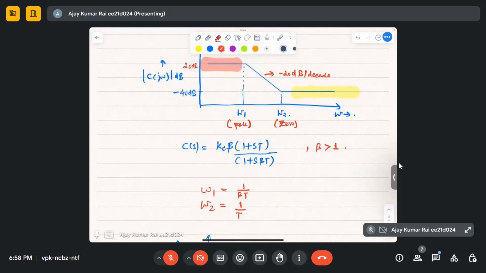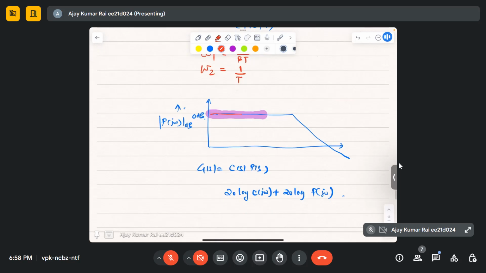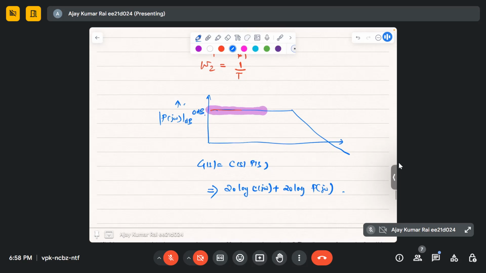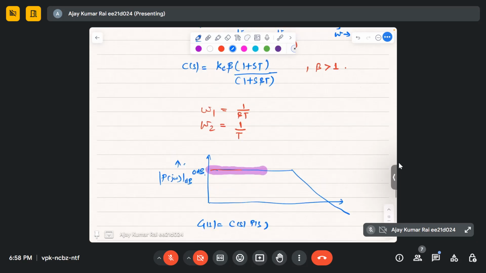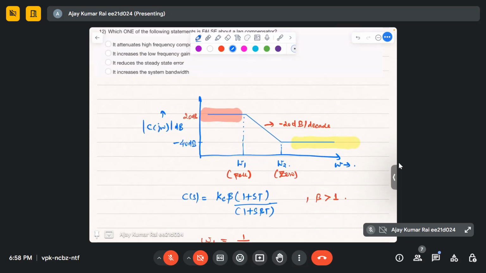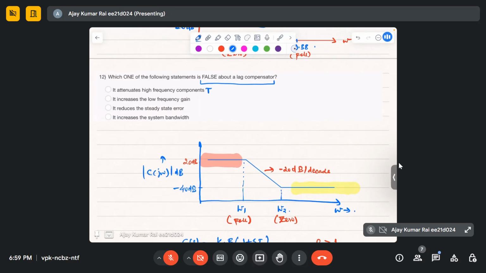So we'll be adding these two. This is C(s) and this is P(s), and G(s) is C(s) into P(s). In dB it is the addition, right? That's why we are taking it in dB. One of the advantages we have studied: multiplication is converted to just addition in log. So 0 dB, just for example, is now being added with 20 dB gain. So the effective gain is increased to 20 dB. That's why the second statement is true, which says it increases the low frequency gain.